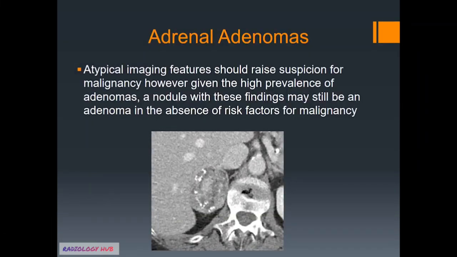So it's important to remember that atypical imaging features should raise suspicion for malignancy. However, given the high prevalence of adenomas, a nodule with these findings may still be an adenoma in the absence of risk factors for malignancy. And this is the classic saying that atypical features of common lesions may be more common than typical features of rare tumors.